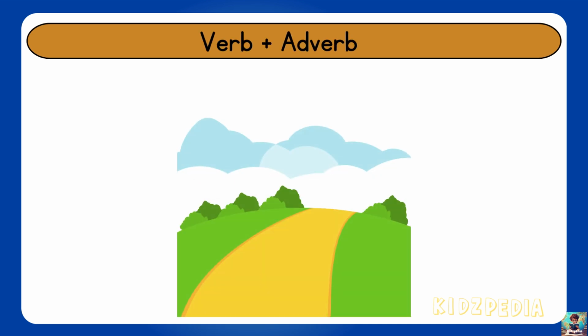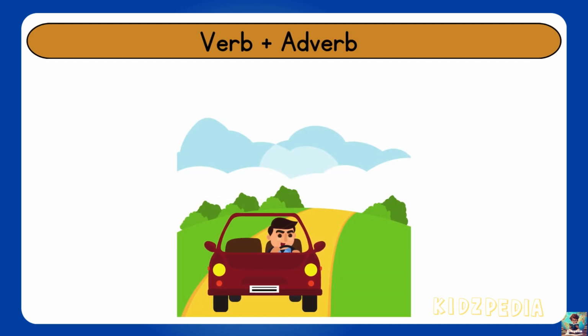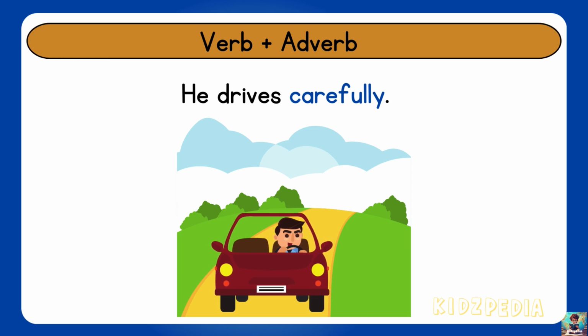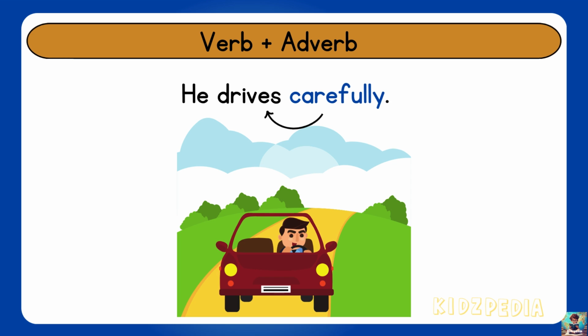Verb plus adverb. Example, he drives carefully. The adverb carefully comes directly after the verb drives. It describes how he drives.